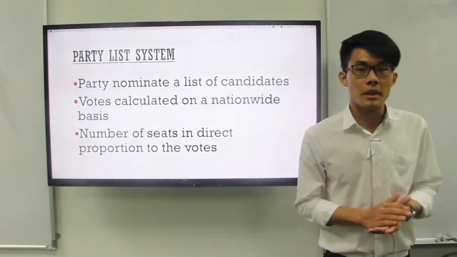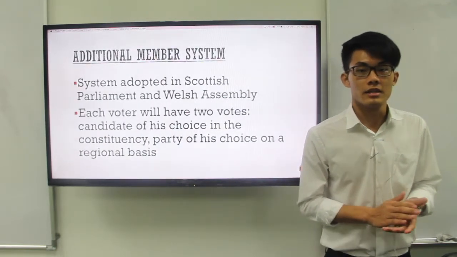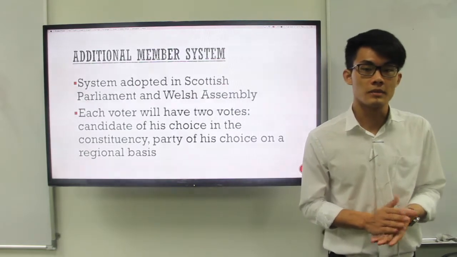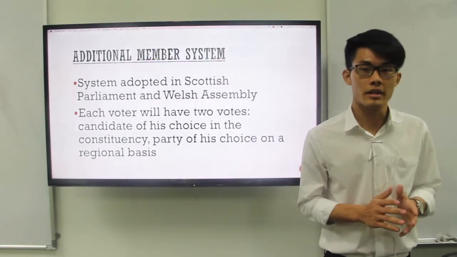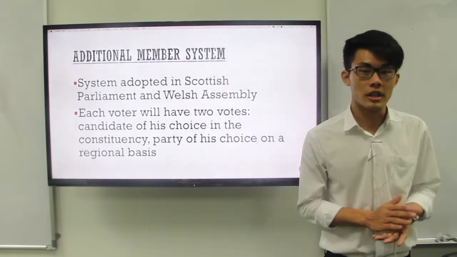Next, the additional member system, which is known as the AMS system. This is the system adopted for elections to the Scottish Parliament and the Welsh Assembly. This system seeks to combine the advantages of a single-member constituency with an overall proportionality.